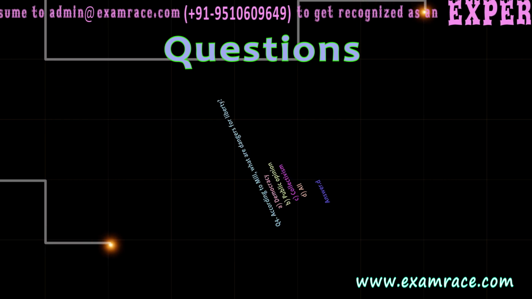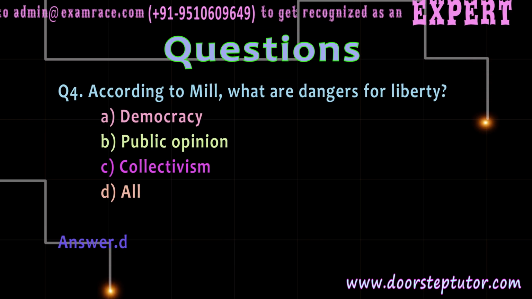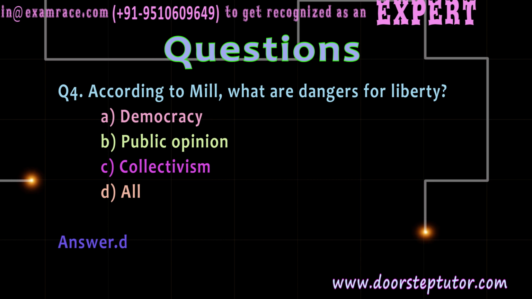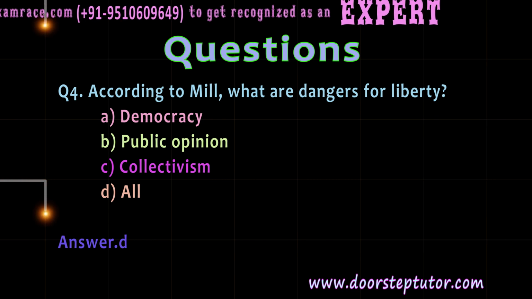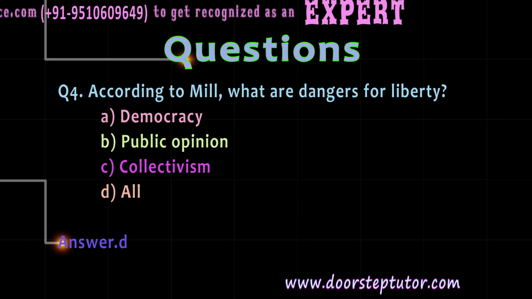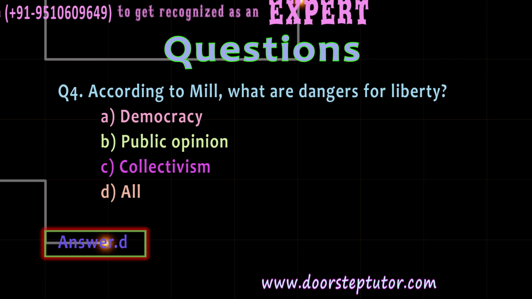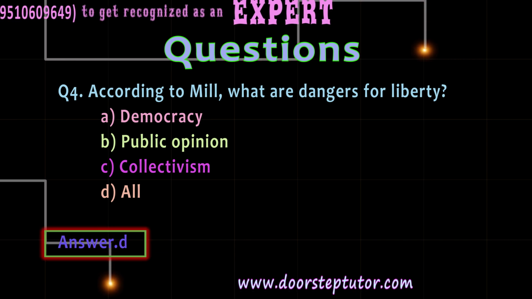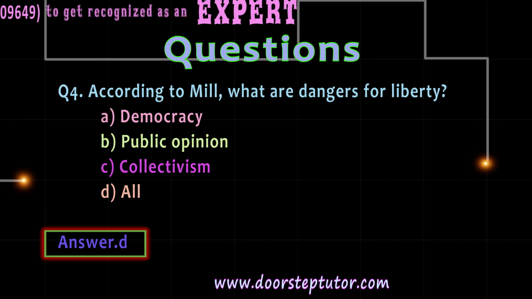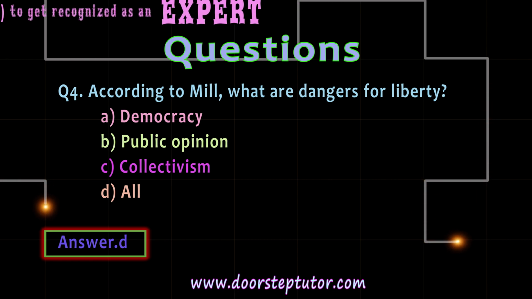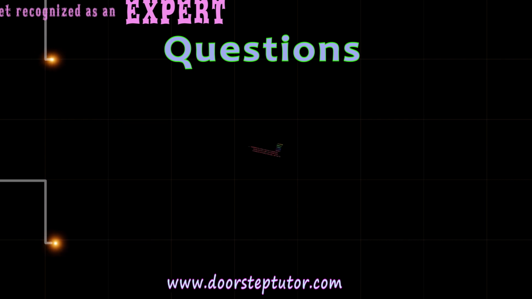votes. Question 4. According to Mill, what are the dangers for liberty? A. Democracy, B. Public opinion, C. Collectivism, D. All. The correct answer here is all. According to him, all are dangers to individual liberty and must be kept separately in their sphere of activity.